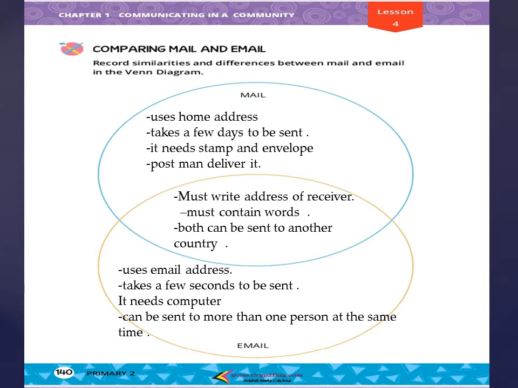Okay. Now let's talk about email. Number one, it uses email address.